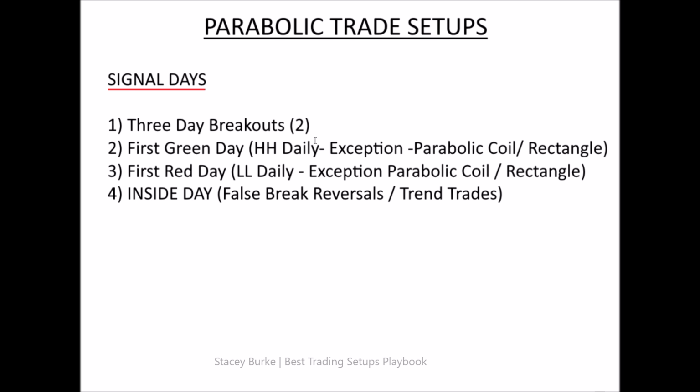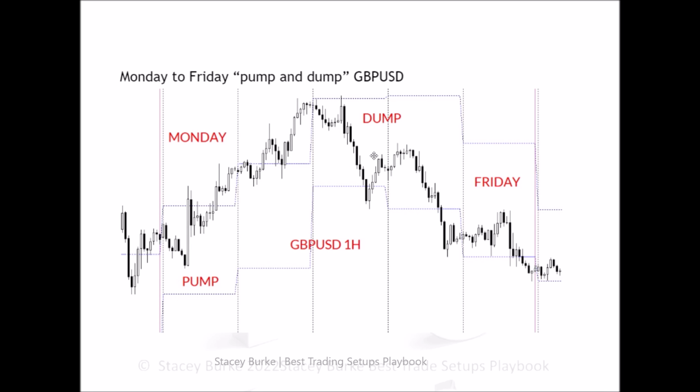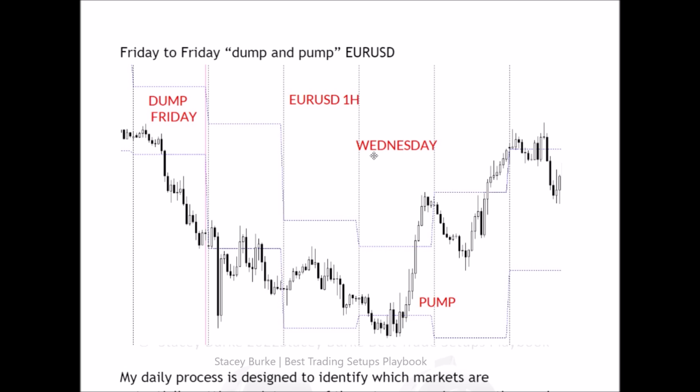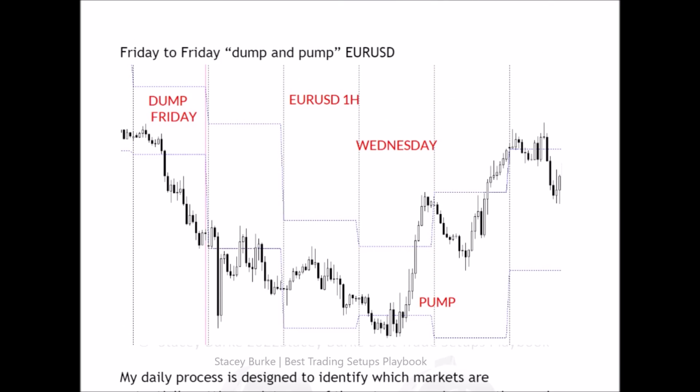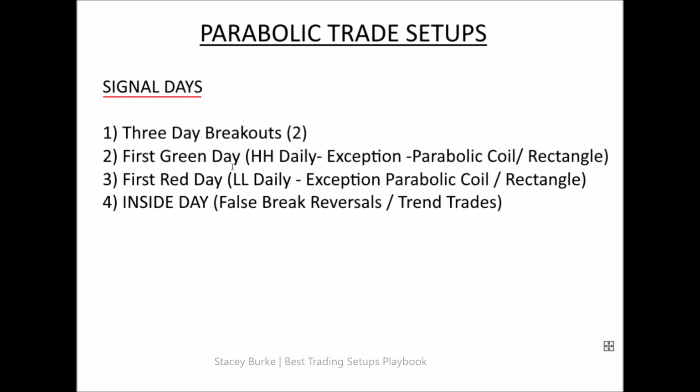Higher highs. I often show templates based on the hour in the playbook. They're hourly templates. As an example, we have the pump and dump on the British pound, page 19, a dump and pump template on the euro on page 20. These are hourly charts. First red day breaks a daily lower low in most cases for the pump and dump. And the exception to both of these is the sideways parabolic coil. And we'll look at that on gold today.